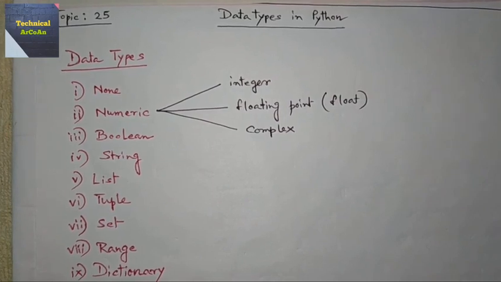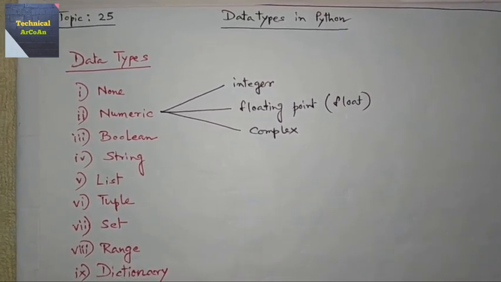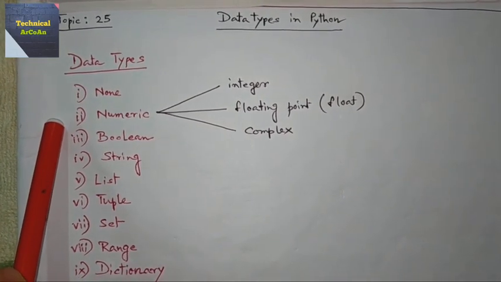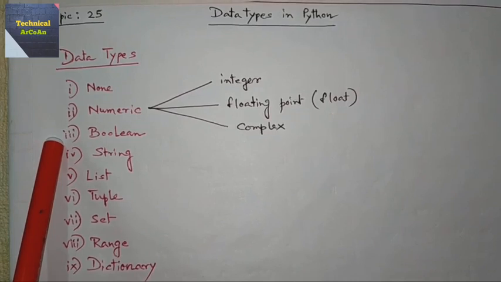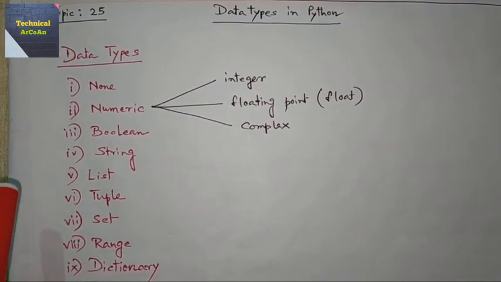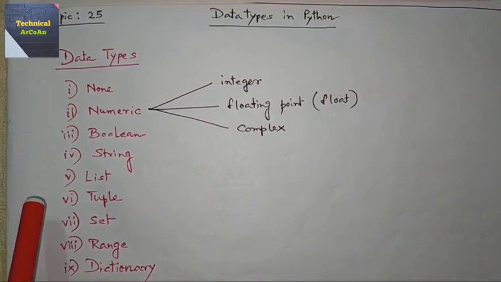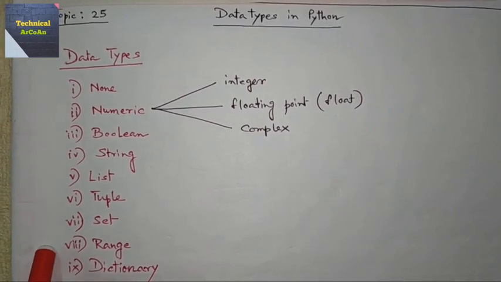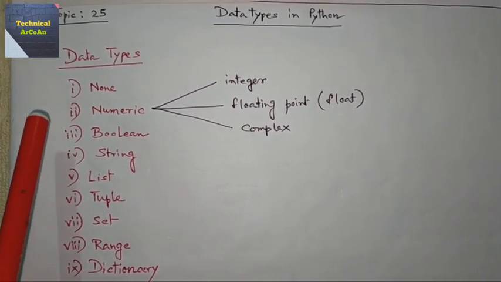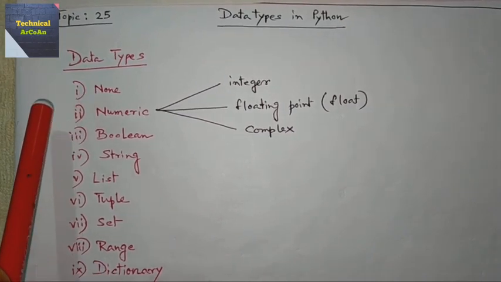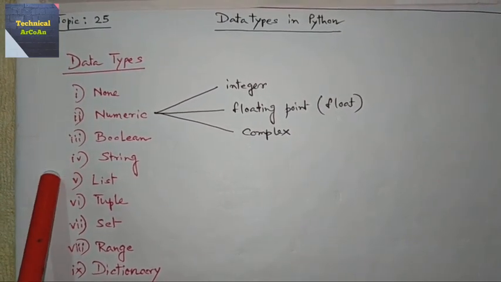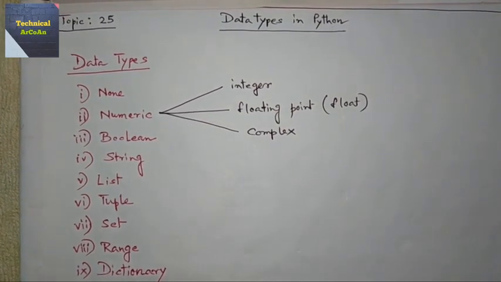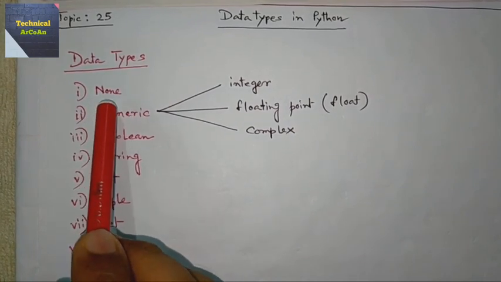The list of data types in Python: the first one is None, second is numeric, third is Boolean, fourth is string, fifth is list, sixth is tuple, seventh is set, eighth is range, and ninth is dictionary. Today we will discuss None, numeric, Boolean and string, and the rest of the data types we will discuss in our next videos. Okay, so first we talk about None.